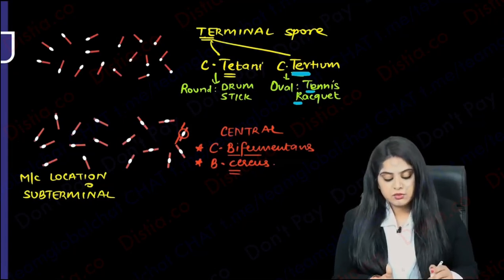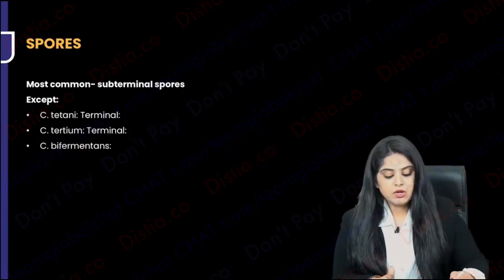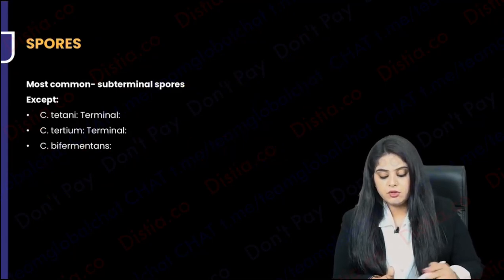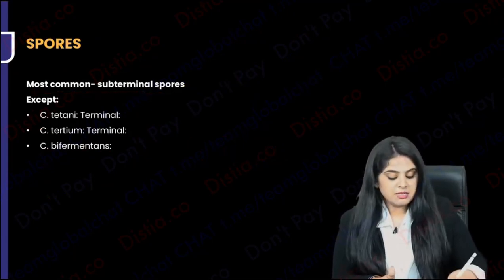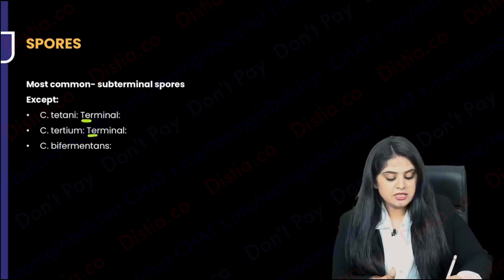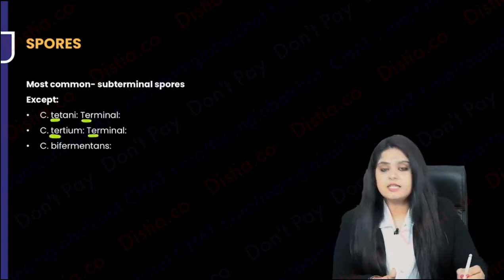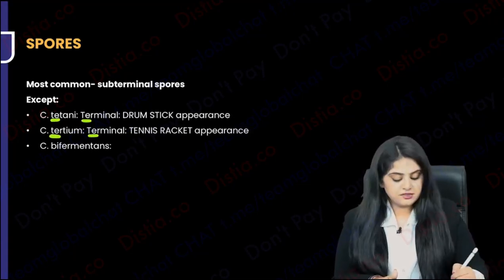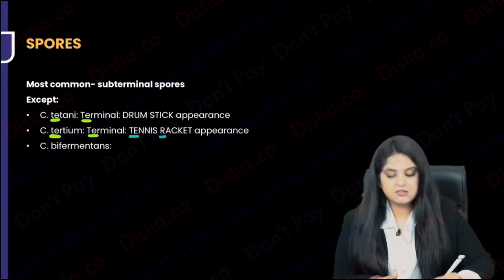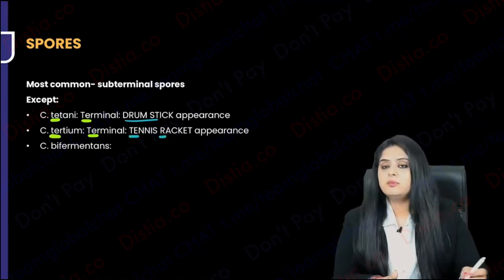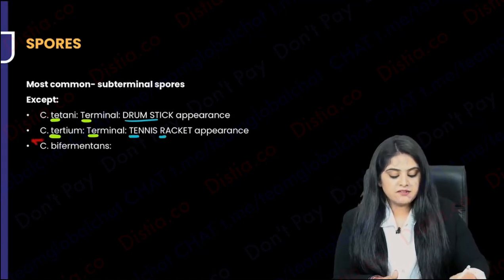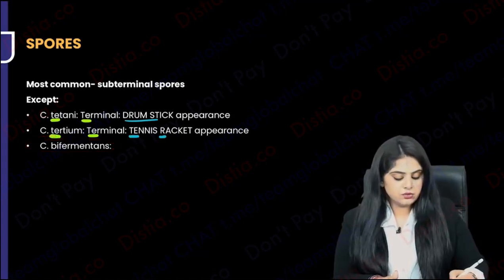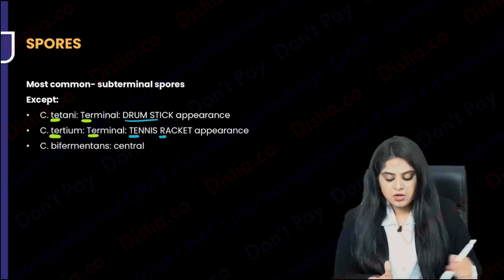Now if I ask you which is the most common location of a spore, the most common location is going to be subterminal. But if I say where do you see TE, terminal, you will say TE tetani, TE tertium. Which out of them is tennis racket? Tertium is going to be tennis racket, and tetani is going to be drumstick. What is the location of the spore in bifermentans? By dividing it into two, the location is going to be central. All of this is done.